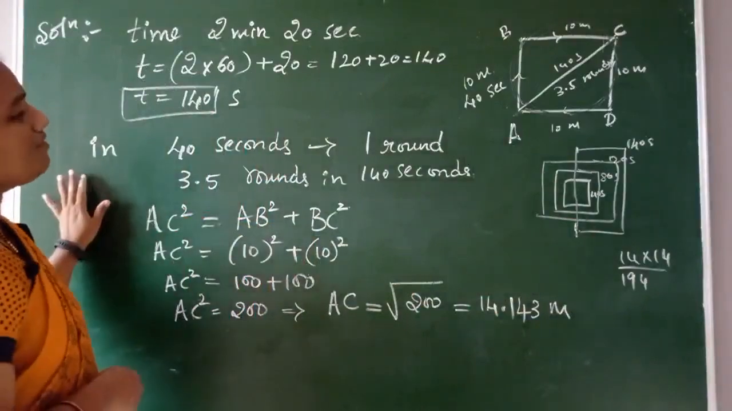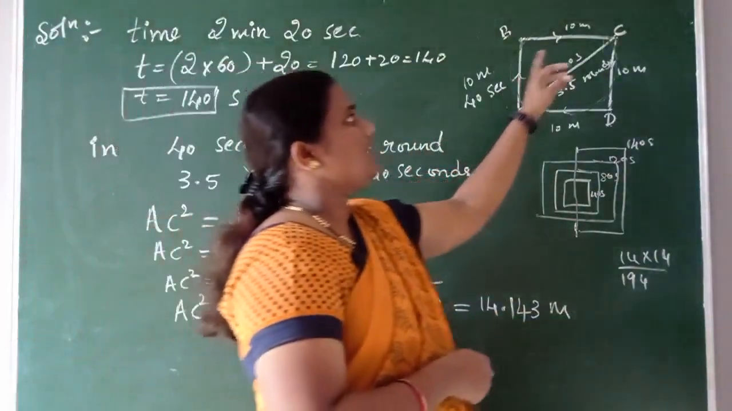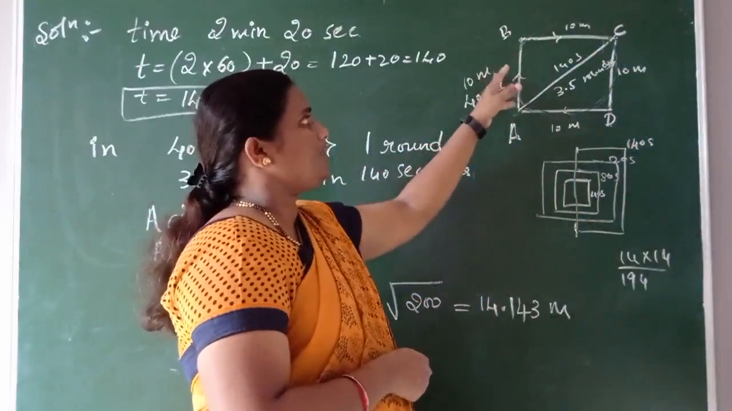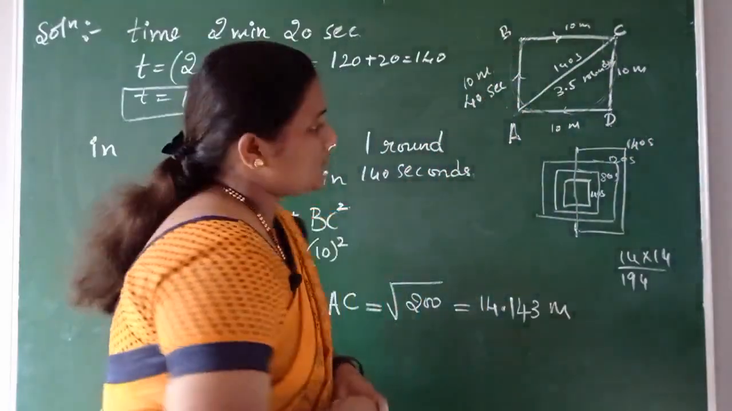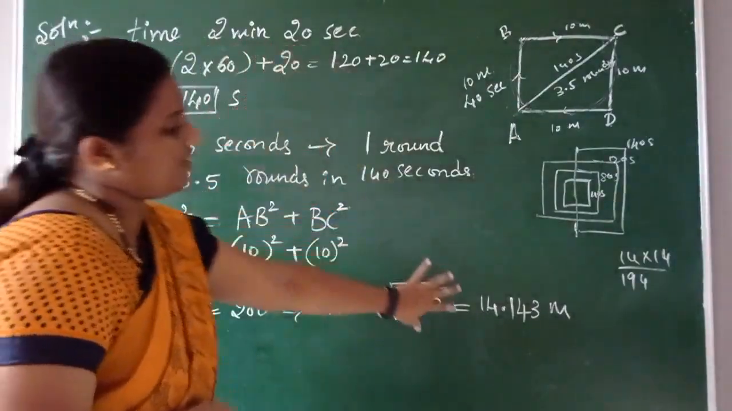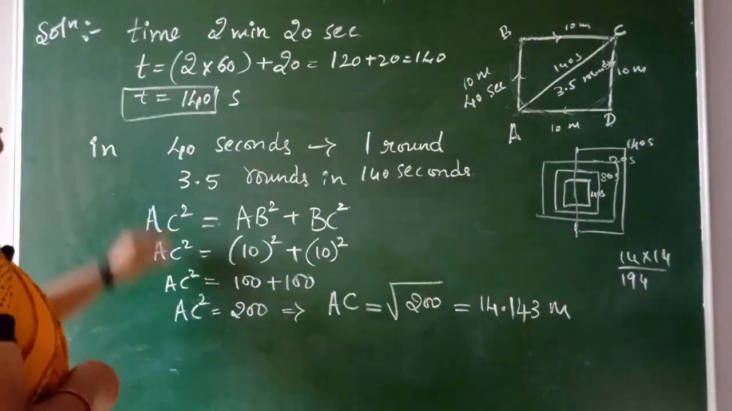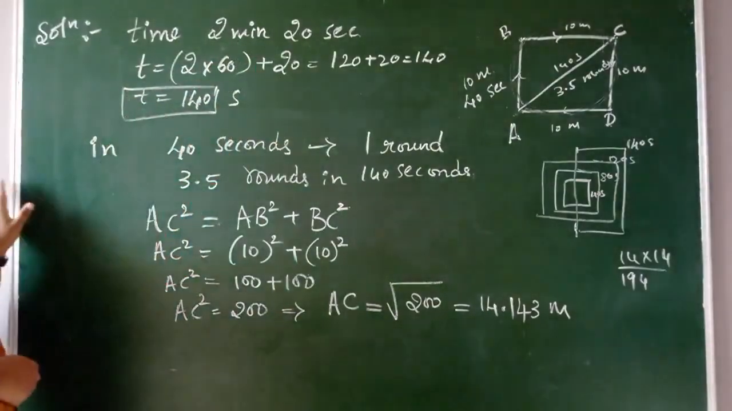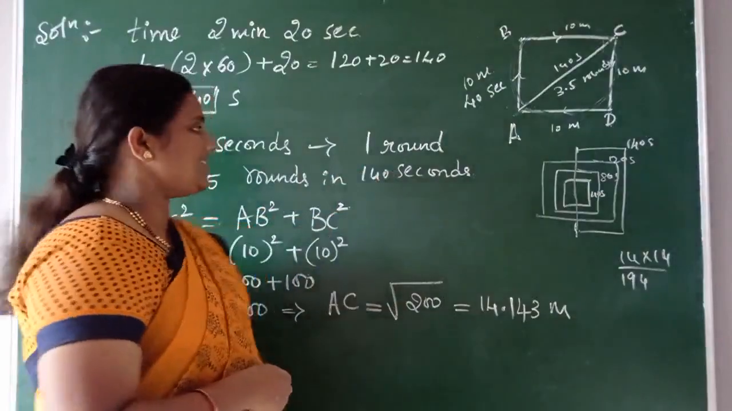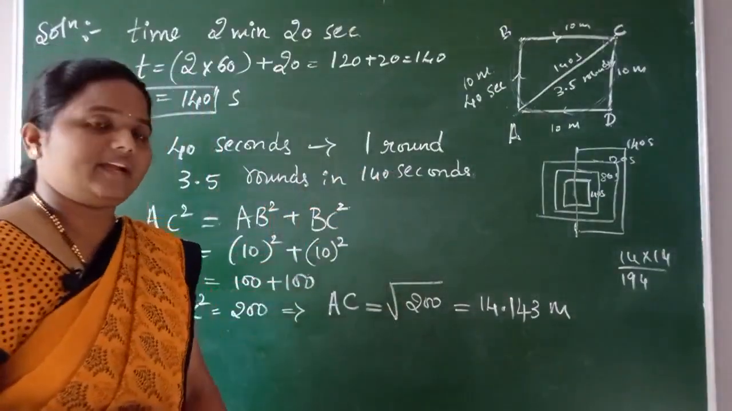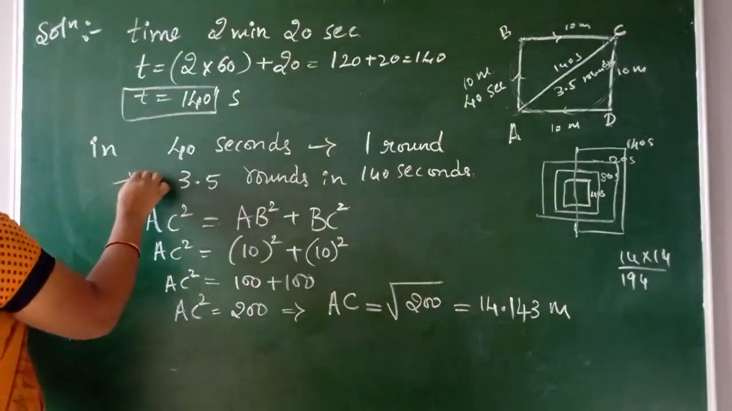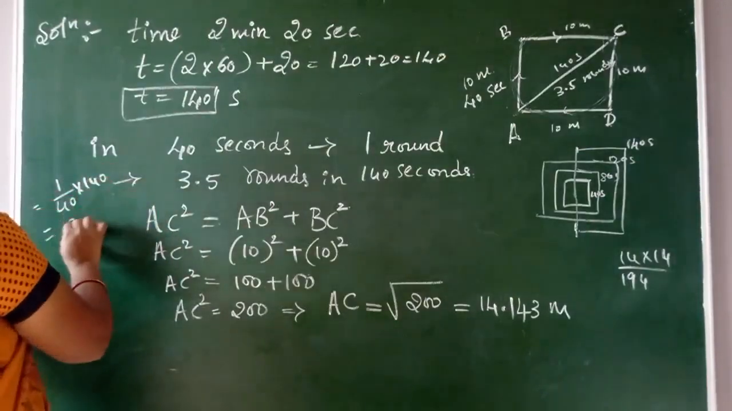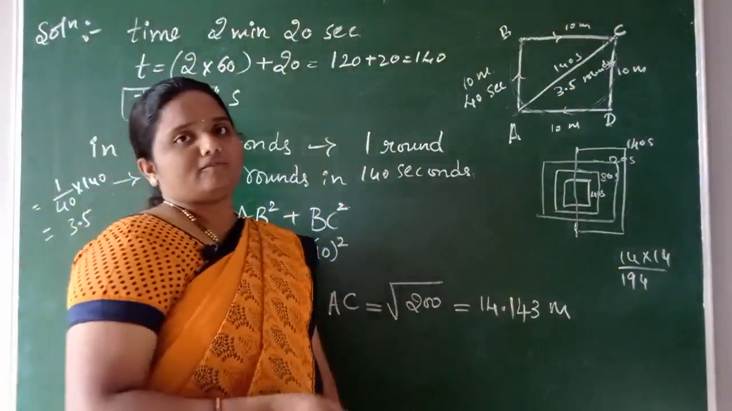Children, once more I'll explain to you. The question is that a farmer is going to make a round in his square field, so that the length of the field is, one side, 10 meter, and timing is 40 seconds. So in 2 minutes 20 seconds, what will be its magnitude of displacement? First, let us convert this timing into seconds. We will get the timing as 140 seconds. In 40 seconds he is making one round, means in 140 seconds how many rounds he will make? You can make 1 by 40 into 140, isn't it? You will get 3.5 rounds he will complete in 140 seconds.